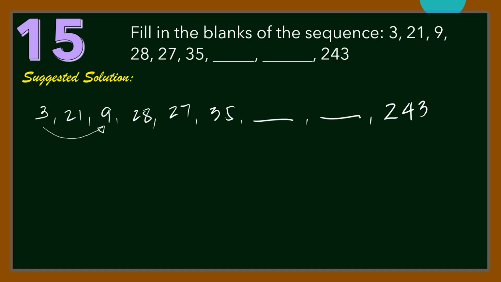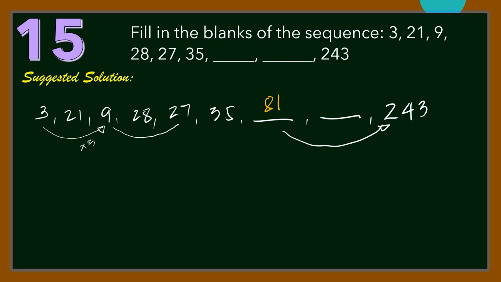and then 9. This must be multiplied by 3. Let us check. 9, 27. So 9 times 3 is 27. Therefore, to get the first missing number, we multiply 27 by 3. That is equal to 81. We can check by multiplying 81 by 3 if we will get 243, and that is correct.